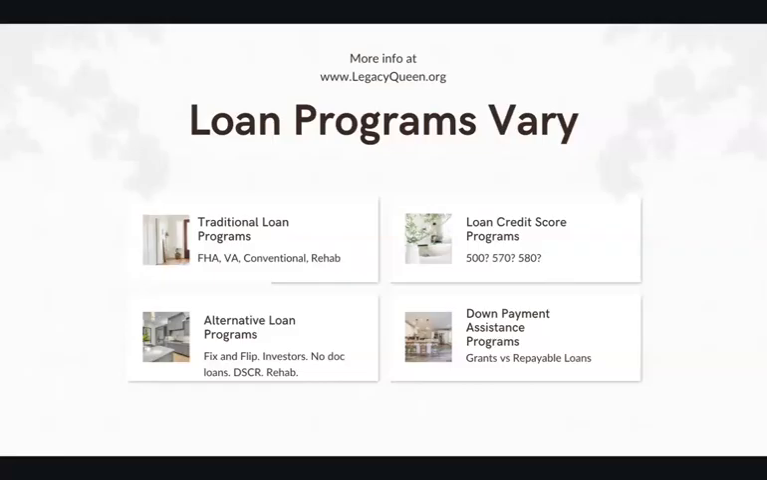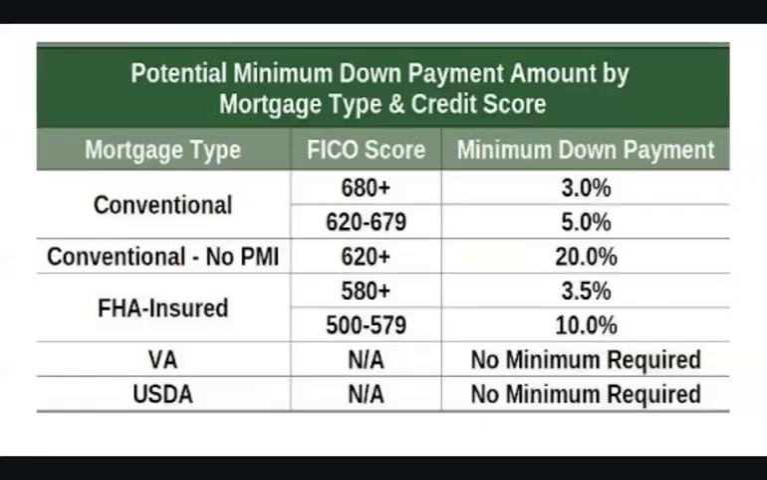But then they also have the fix and flip loans, where they will actually give you some money to pay for your renovation in addition to the money that they're giving you to purchase the property. All right. And then, as I mentioned, they have the down payment assistance programs. Some of them are grants and some of them are repayable loans. So let's take a look at the minimum credit score that you need for these different types of loans.